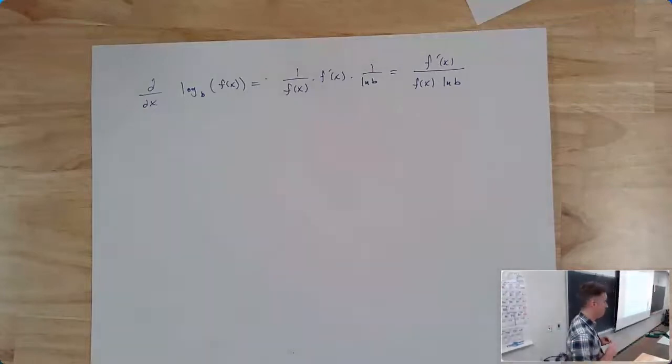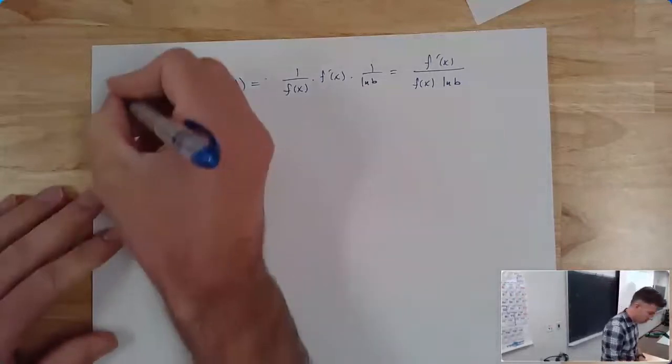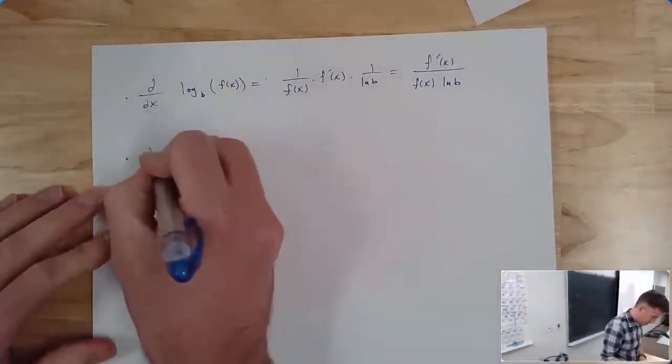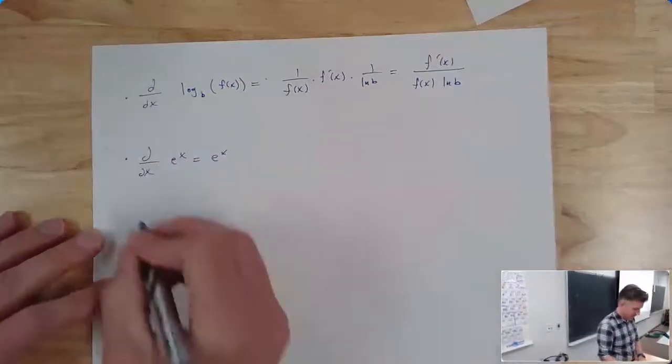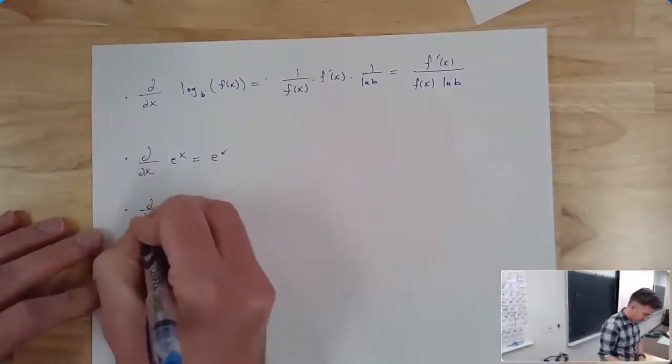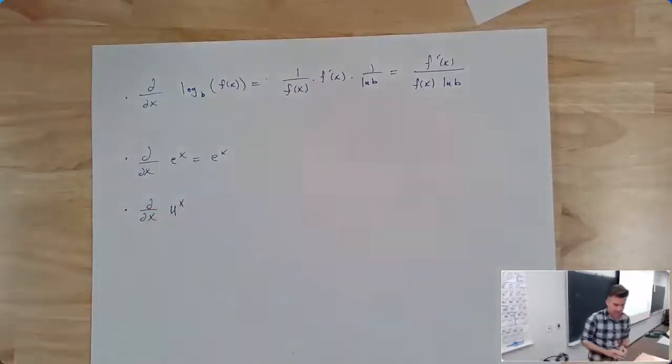So this also leads us to be able to then talk about derivatives of things like 4 to the x, where the base is a base other than e. So we know that the derivative of e to the x is certainly e to the x. We would like to find the derivative of 4 to the x. And there's a couple ways to do this.